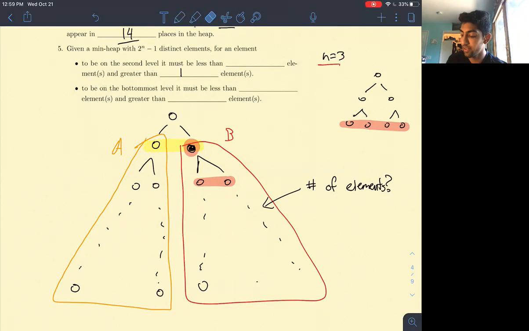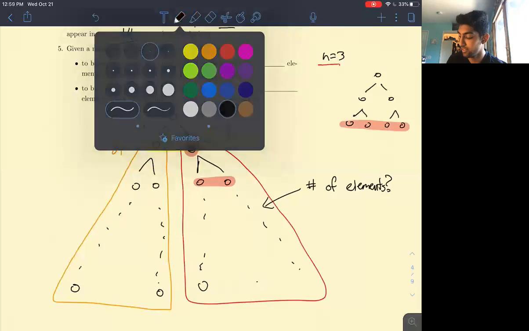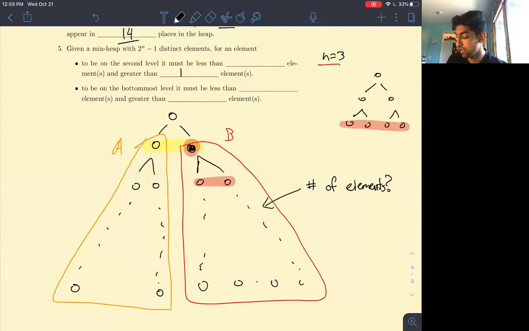So what we can say is that when we're looking at the bottom level here, it goes all the way to the very end. So we can say that A is equal to B in terms of size, right? Both A and B are of the same size because the heap is completely full for each level. Okay. So with this in mind, let's try to figure out the size of B.